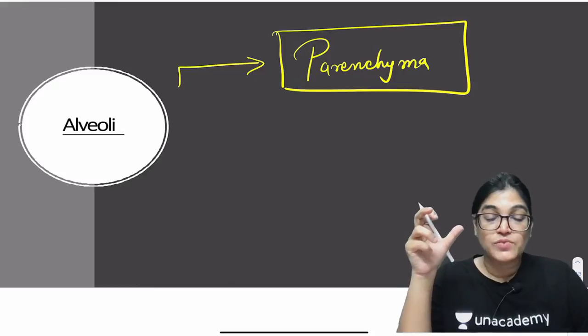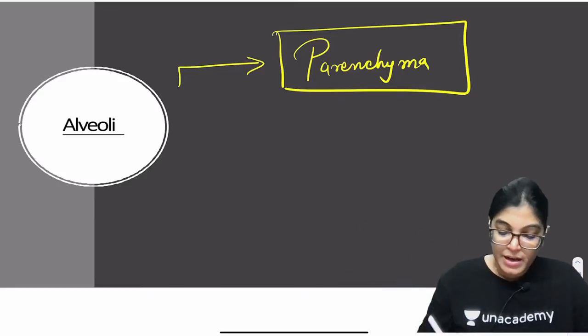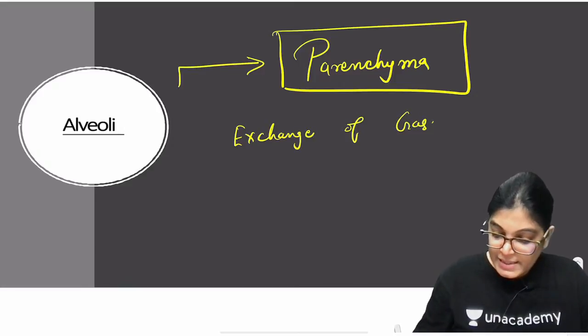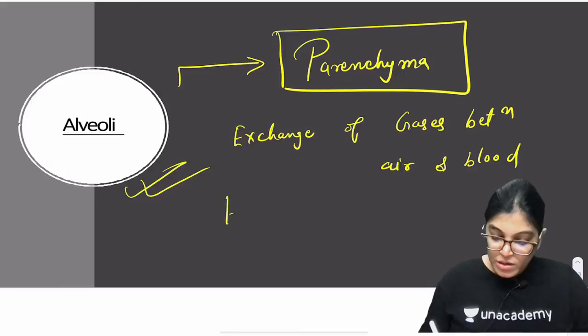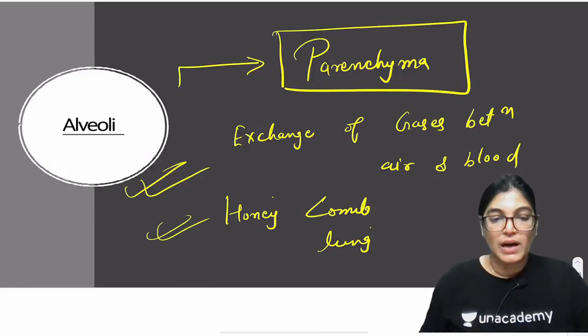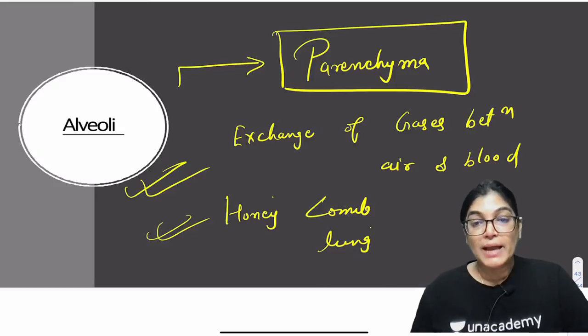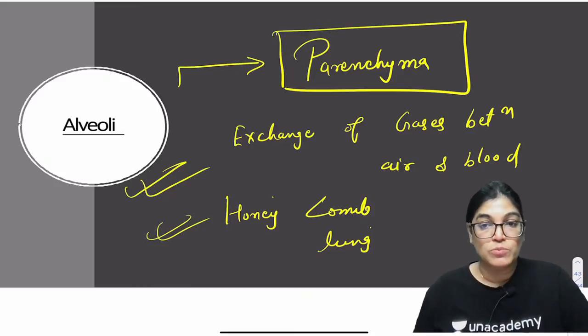Alveoli are very important because they are responsible for the exchange of gases between air and blood. Exchange of gases between air and blood occurs in the alveoli. Because of the presence of alveoli, a honeycomb appearance is seen in a slide of lung. Now what is very important for you to know in the alveoli is the type of cells. There are two types of cells, type 1 pneumocyte and type 2 pneumocyte, and it is important for you to know the function of each.